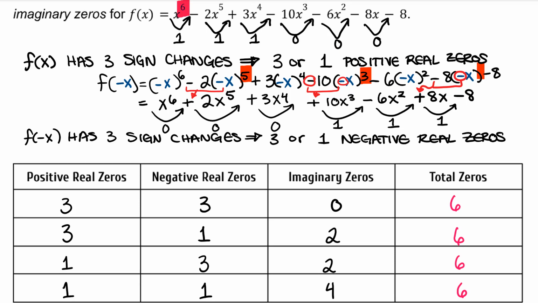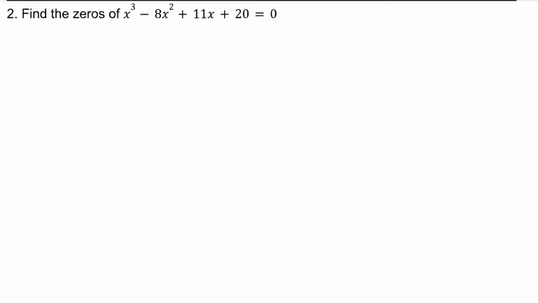And that's how Descartes' rule of signs can help you categorize the types of solutions. For number 2, we're going to find the zeros of x cubed minus 8x squared plus 11x plus 20. First, I notice that I have 4 terms. I always want to try factor by grouping if I have 4 terms. But this one cannot be factored by grouping.